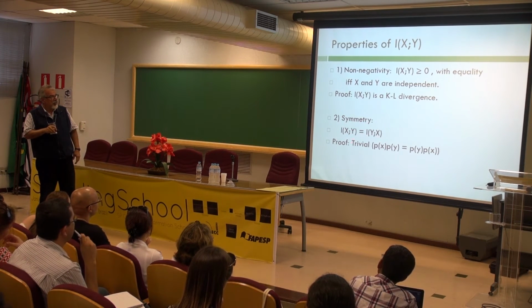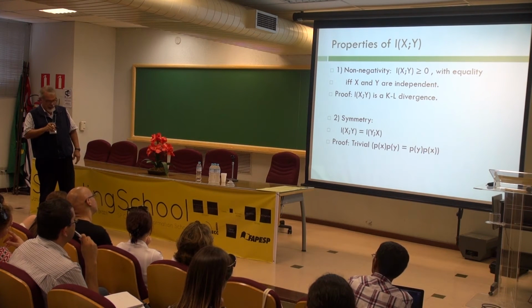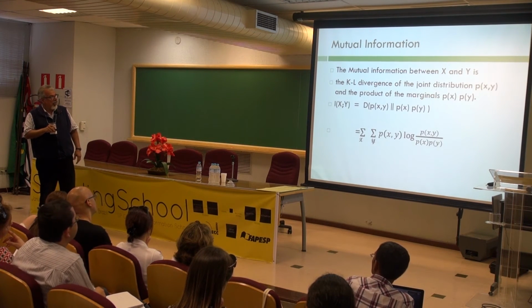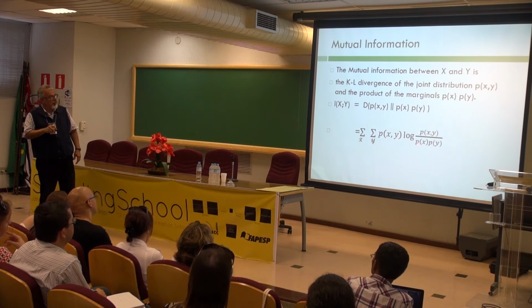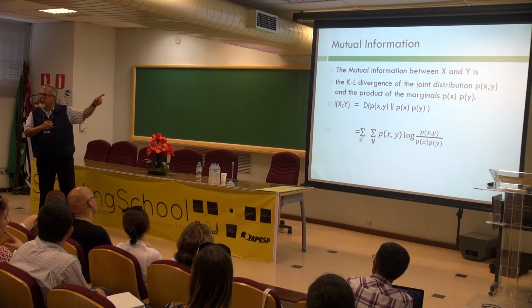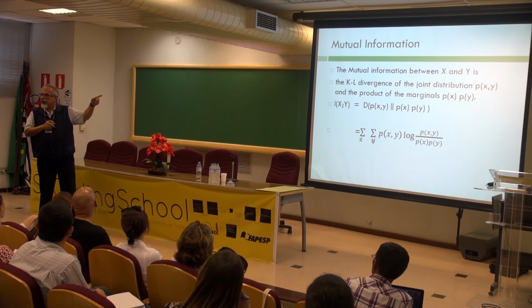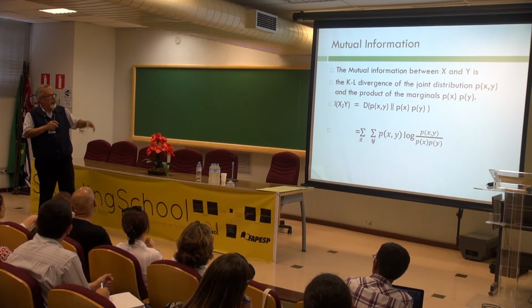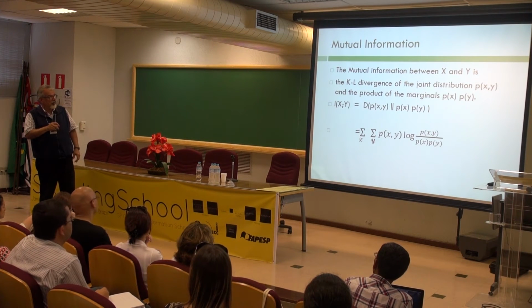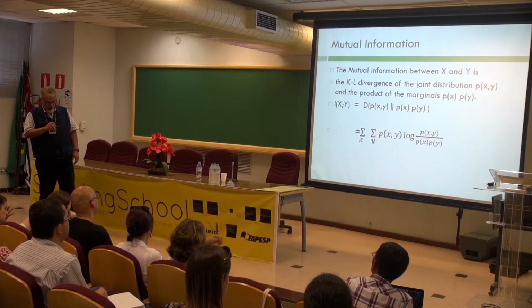Symmetry. Symmetry is also trivial because P of x, P of y is the same as P of y, P of x. There's nothing that really makes this asymmetrical here. Notice that it's not symmetric in the original general expression for the Kullback Leibler distance, because here I'm particularizing for these two. So in this respect, it is symmetric.